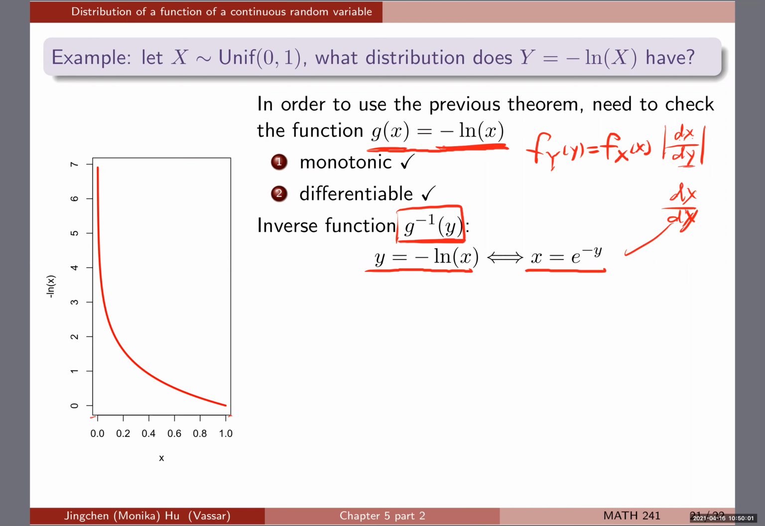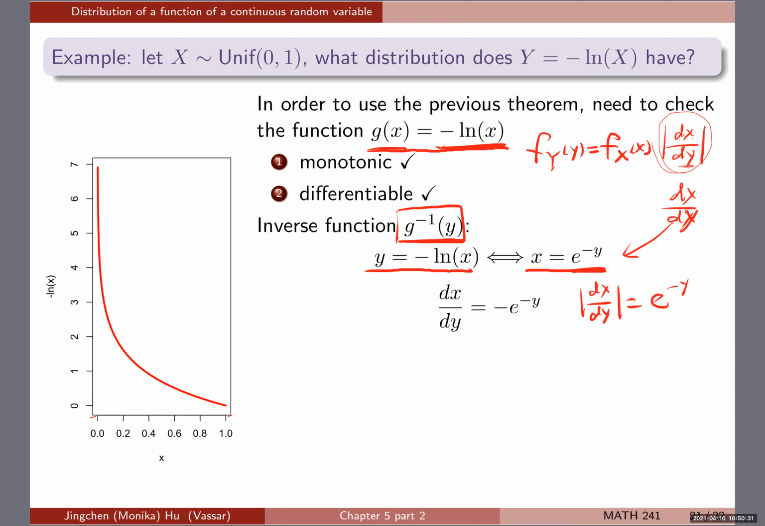Because now you already express x in terms of y, we take the first order derivative, right? dx over dy is going to be the derivative of e to the negative y with respect to y. So we get negative e to the negative y. But don't forget the formula asks you to take the absolute value of it. So eventually, when you actually use it, it's going to be e to the negative y. Very easy.